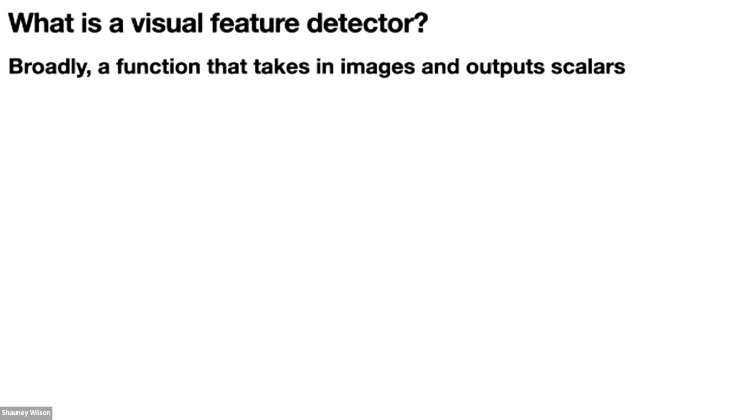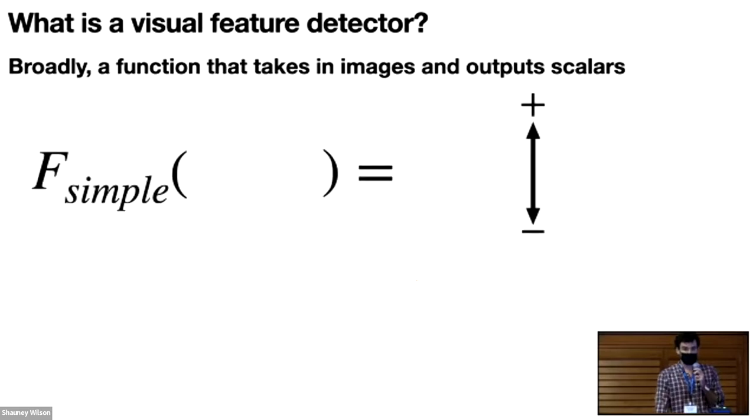What's a visual feature detector? Broadly, it's just a function that takes in images and outputs scalars. So we're familiar with simple feature detectors, right? Maybe they take in an image of an edge, and maybe this feature detector doesn't really care about this orientation, but as you rotate the edge, the feature responds in a systematic way. We often even have the analytical functional form for feature detectors like this.